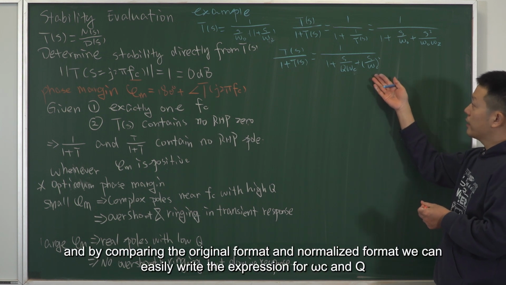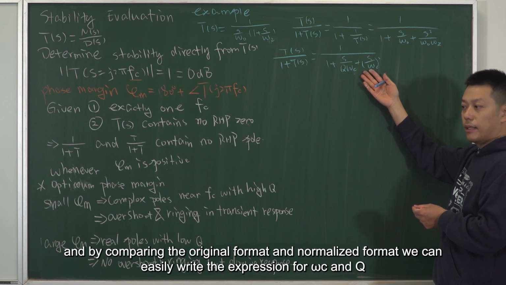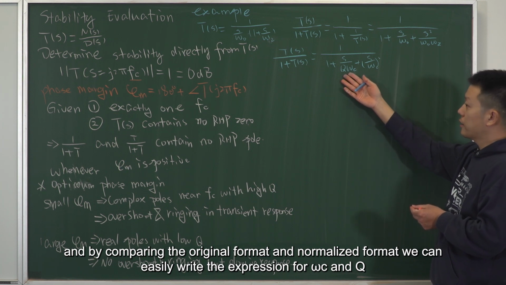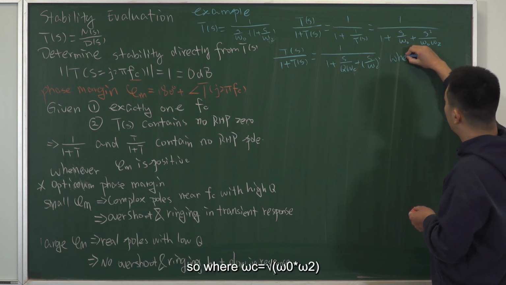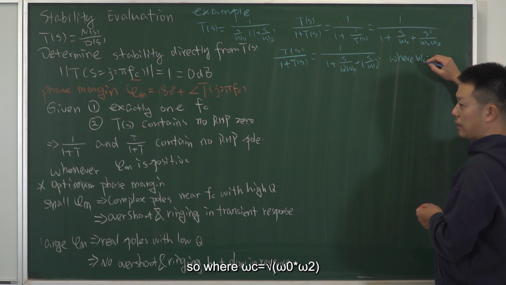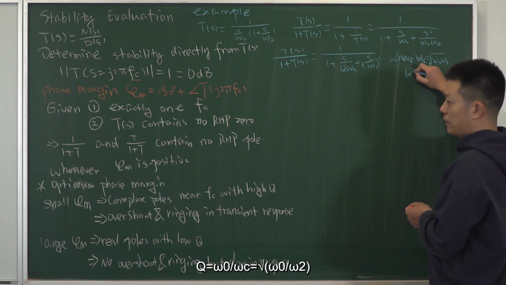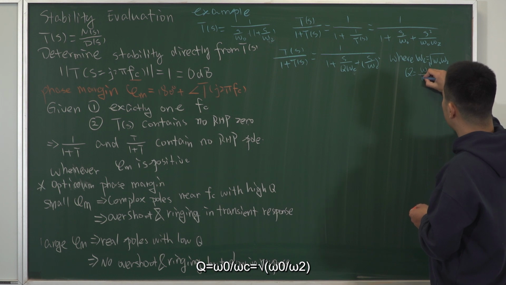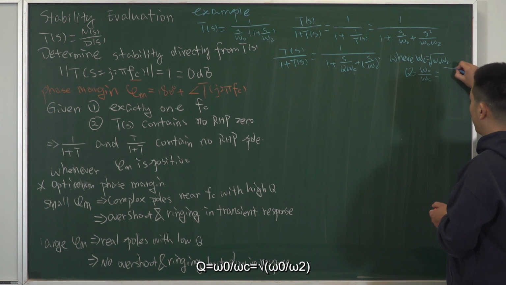By comparing the original format and the normalized format, we can easily write the expressions for omega c and Q, where omega c equals the square root of omega 0 times omega 2. Q equals omega 0 over omega c, and also equals the square root of omega 0 over omega 2.